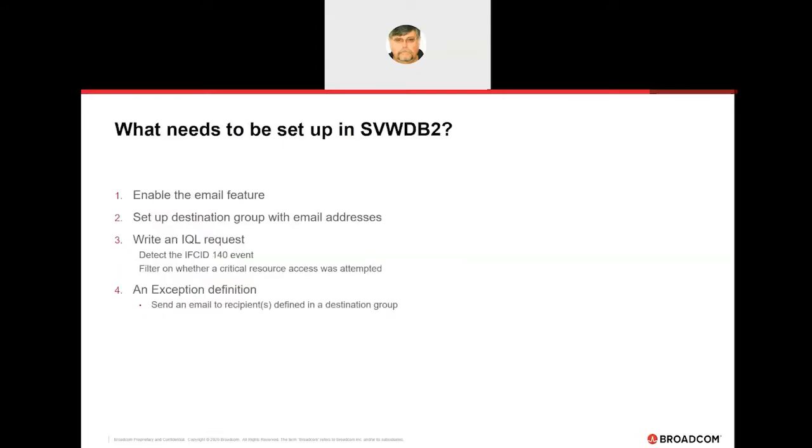So, what do you have to set up in SysView2? Well, first, you have to enable the email feature. Next, we have to set up a destination group that will have the email addresses to receive these emails. Then we need to write an IQL request to fire on IFKID140, which is an audit failure event, and also filter to only fire when a critical access was attempted. IQL stands for Insight Query Language. Insight was the original name of SysView2. Finally, we need to add an exception definition to actually send the email.